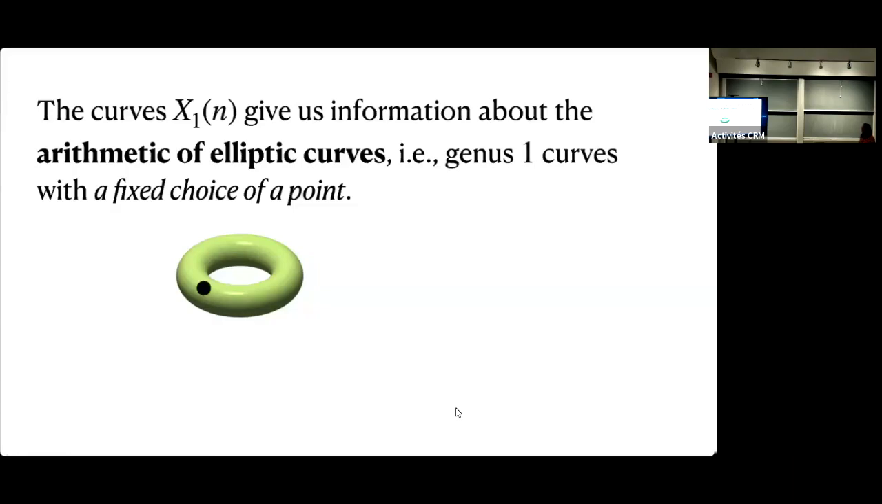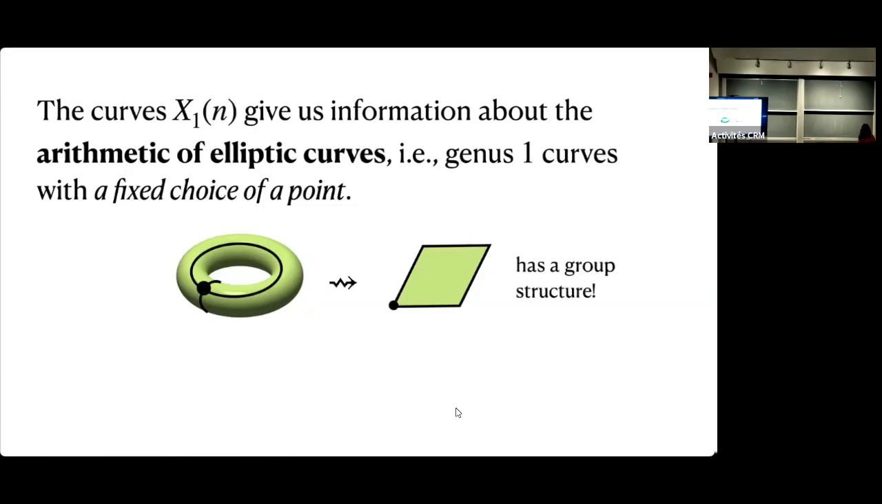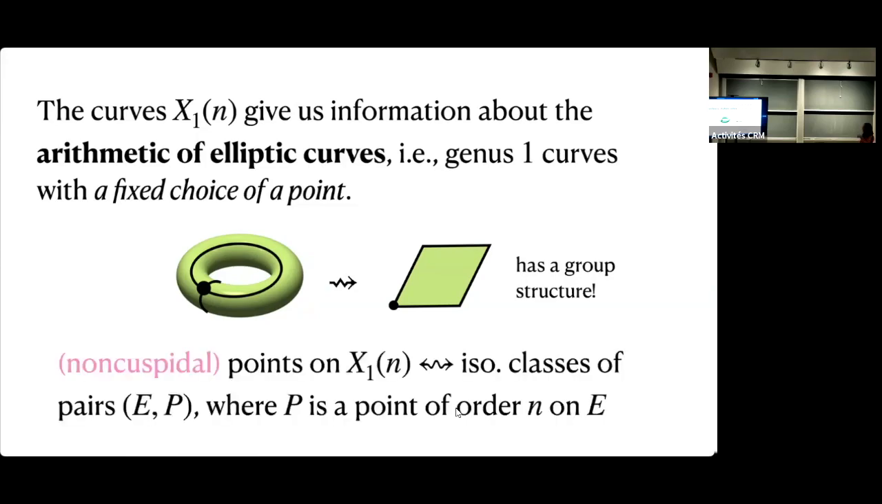Why? Because when you fix a point, it tells you where to take a basis for your fundamental group. We get to cut open our torus and unwind it, and now embed it in the complex plane. And we can put our point at the origin, and that gives us a group structure. But we needed our point. Okay, so the moduli space, or the modular curve X_1(n), the geometric objects that it parameterizes are elliptic curves together with a point of order n.